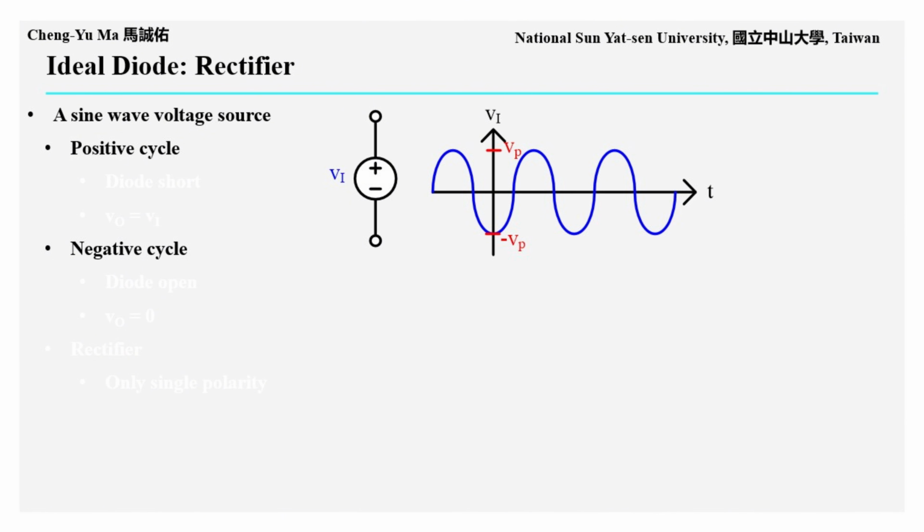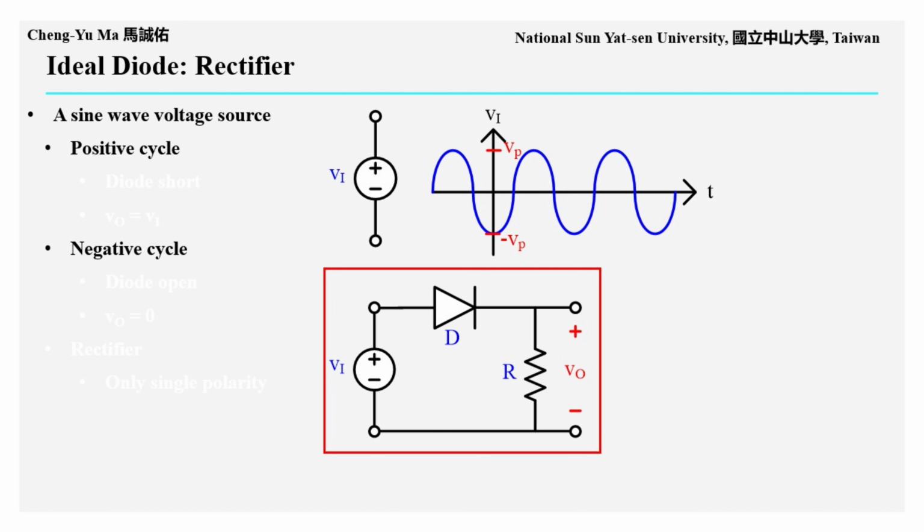Now, let us introduce one application of an ideal diode, the rectifier. Suppose we have an AC voltage source, VI, with a sinusoidal voltage waveform. This waveform includes both a positive half-cycle and a negative half-cycle, as shown in the diagram. Next, we connect the AC source, VI, to a diode D and a resistor R to form a circuit loop. The voltage across resistor R is defined as the output signal, VO.